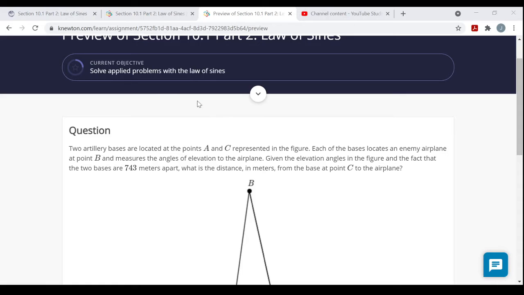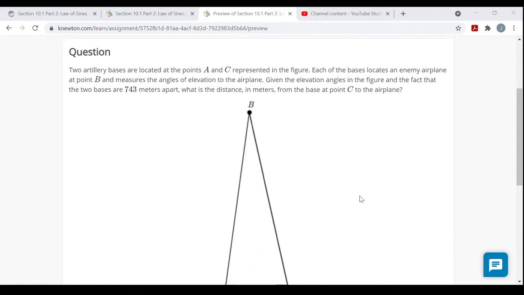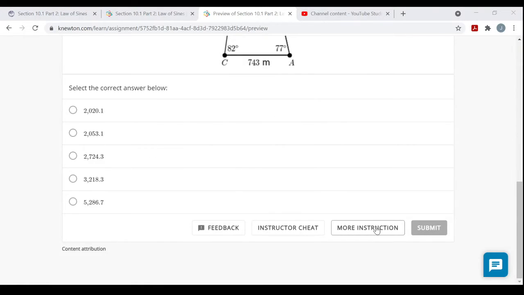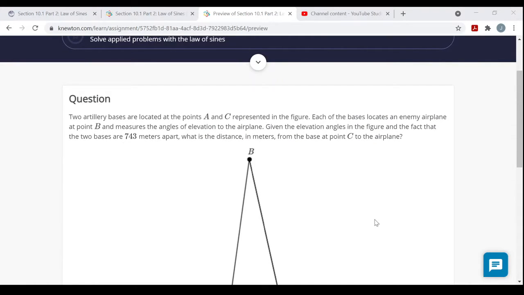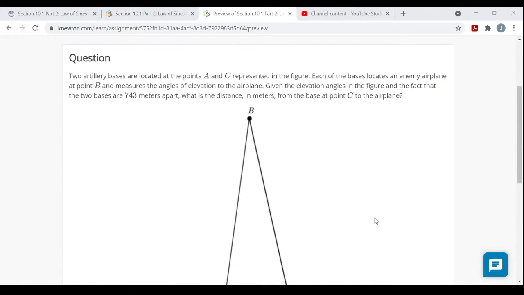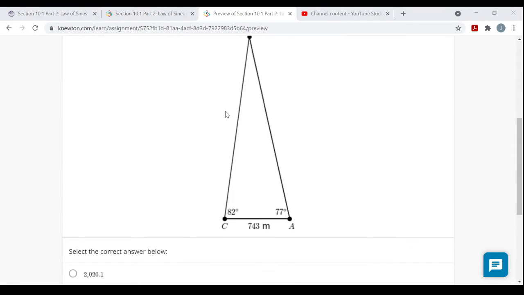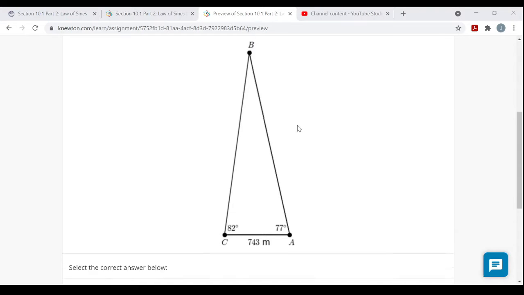Again, if you want to see more about the topic, click on More Instruction, look at their videos, their notes, their examples, and hopefully those help you out. Now this is similar to the first video. For some reason there's another question here about artillery bases. But still, they're giving us a nice picture of a triangle and asking us to find some missing piece.